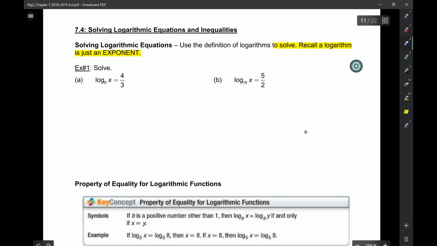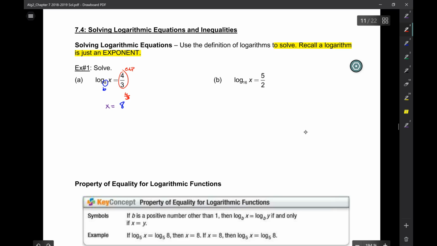If I read this as log base 8, if this is a base, it needs an exponent. Every base needs an exponent. What's the exponent here? If the 8 is a base, 4/3 is the exponent. So now I can rewrite this as x equal to the base to the power of the exponent, right? And since we've now mastered chapter 7, I know exactly what that is.